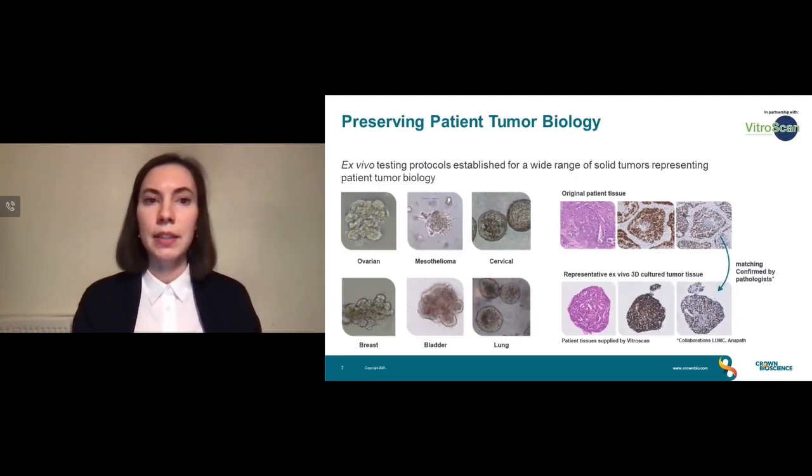On this slide, you can see some examples of the 3D ex vivo cultures that we work with. We have experience with ovarian, breast cancer, bladder cancer, lung cancer, and cervical cancer. We also have experience with mesothelioma. When we analyzed the histology of our ex vivo 3D cultures and compared them to original patient tissue, we found a very good matching between the biology of our 3D ex vivo cultures and the matching patient tissue. And this matching was also confirmed by the hospital pathologists.